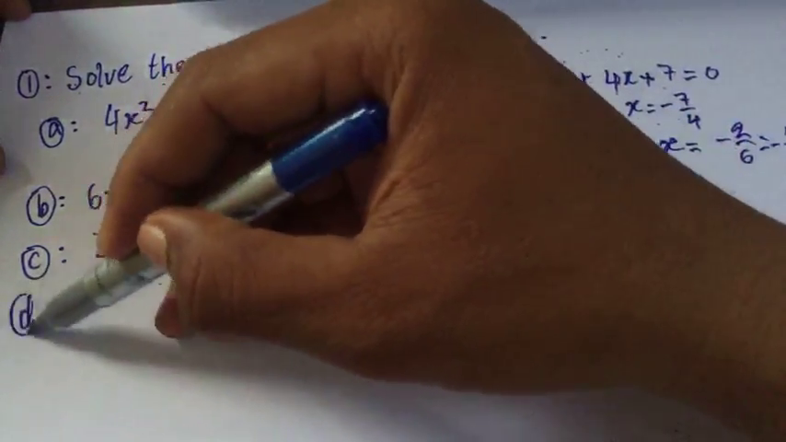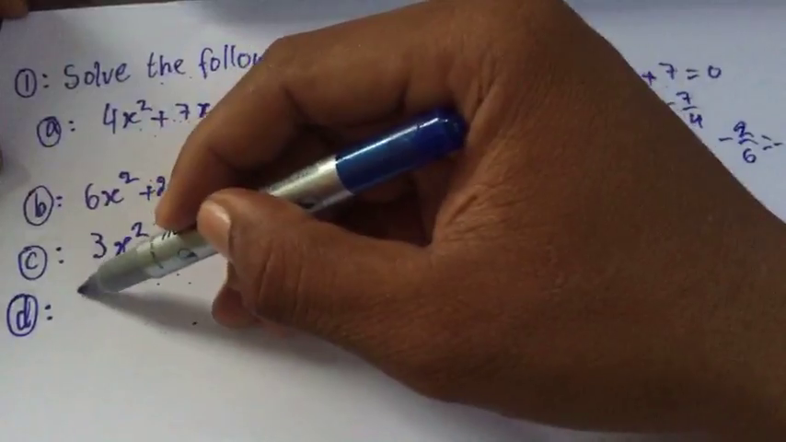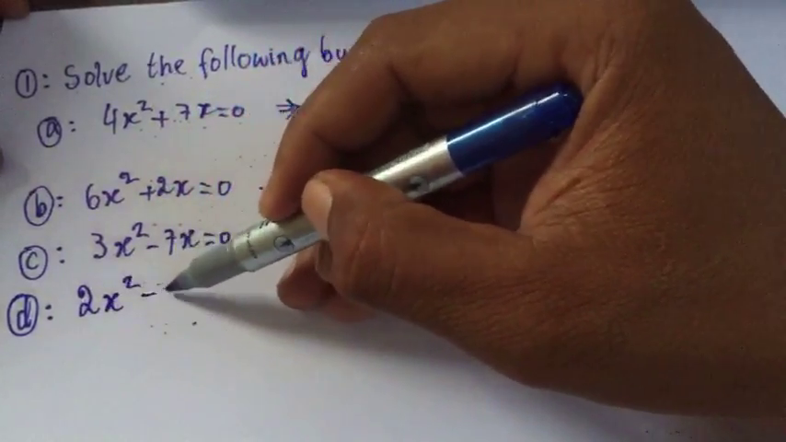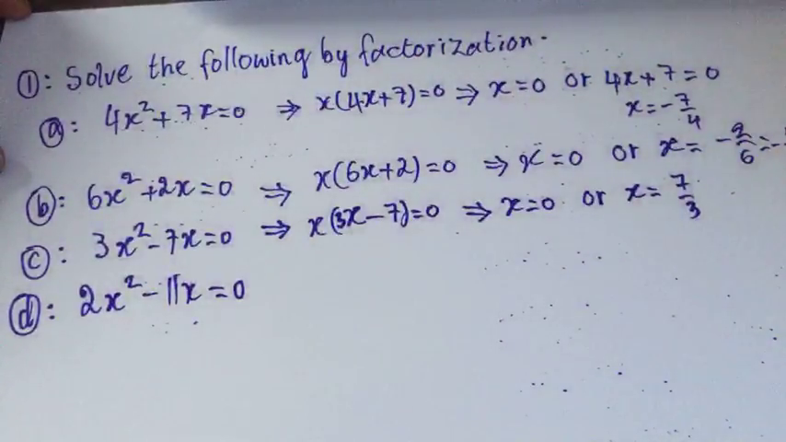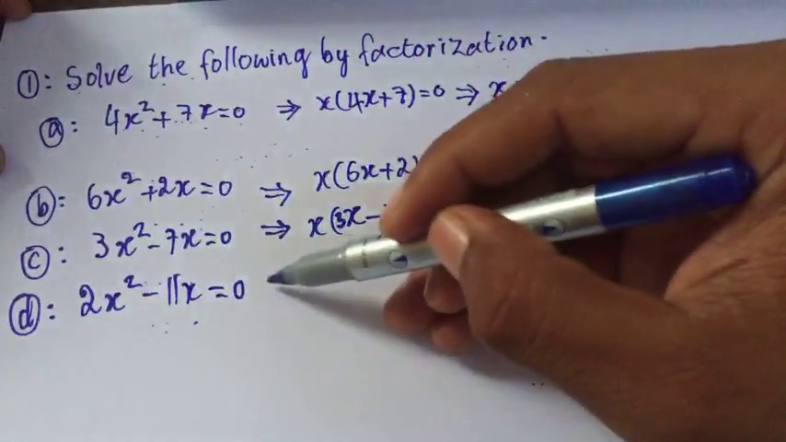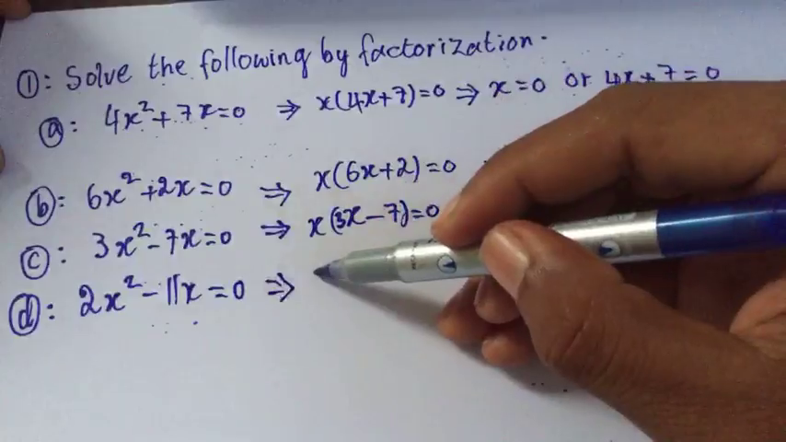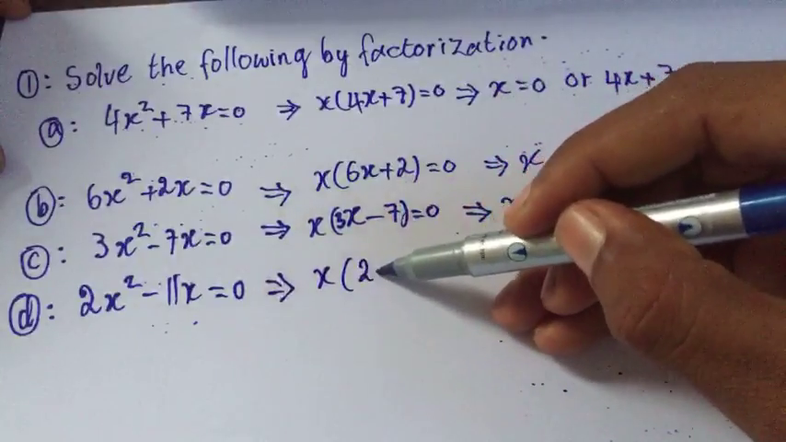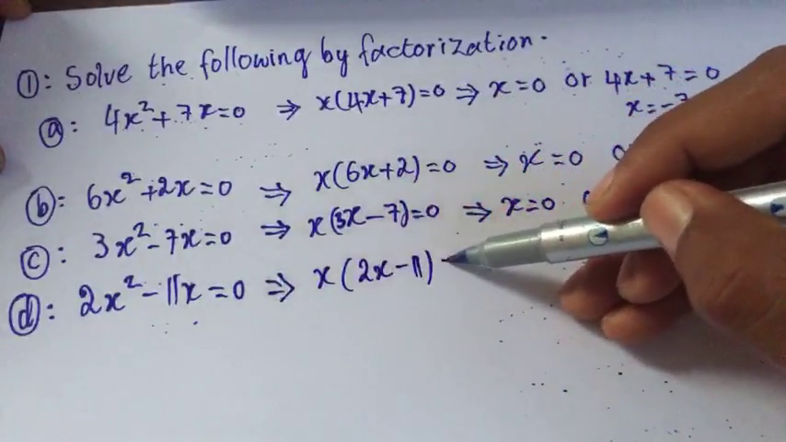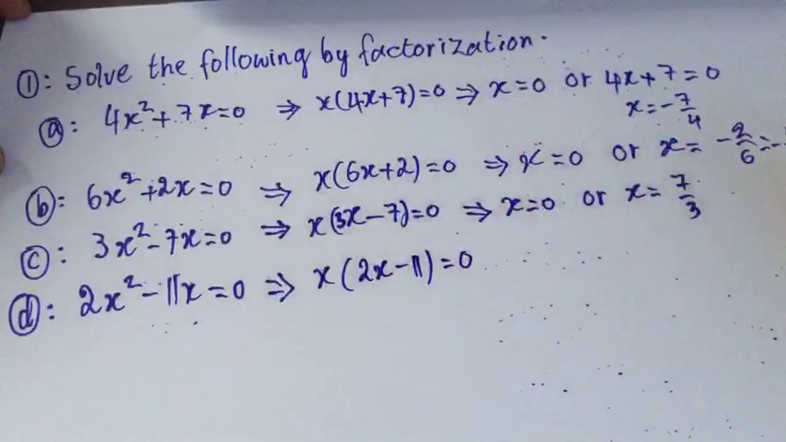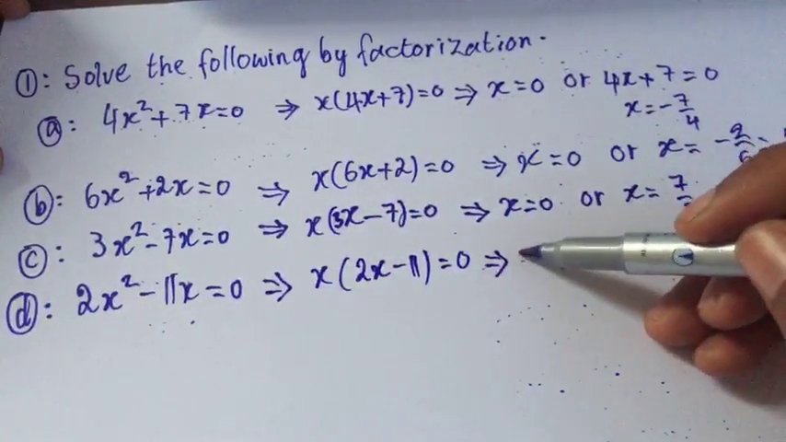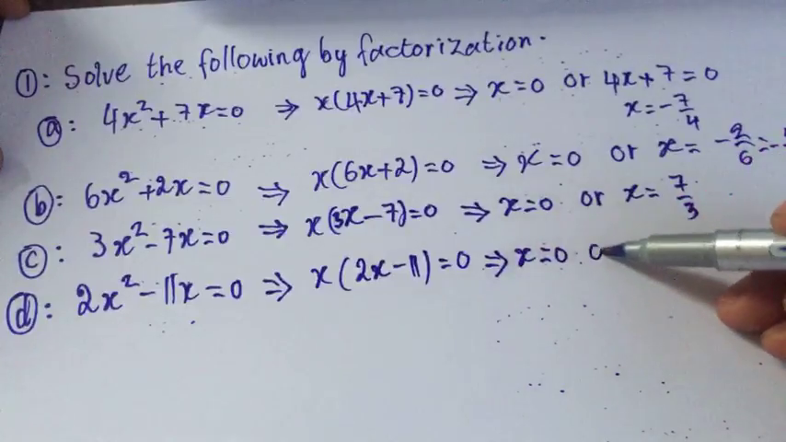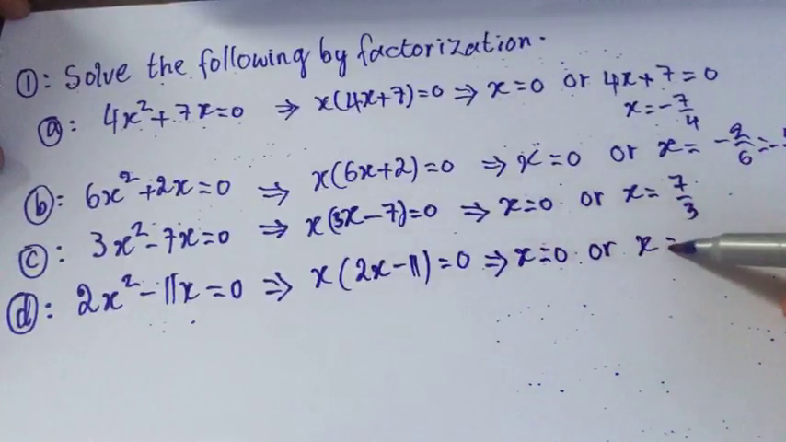How about D? 2x squared minus 11x equals 0. What is the answer of this one? You can factorize x(2x minus 11) equals 0, which implies x equals 0 or x equals 11 divided by 2.